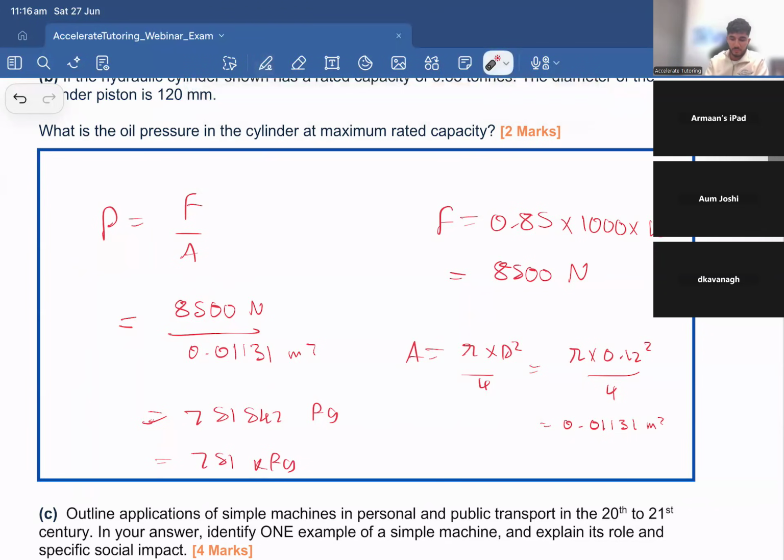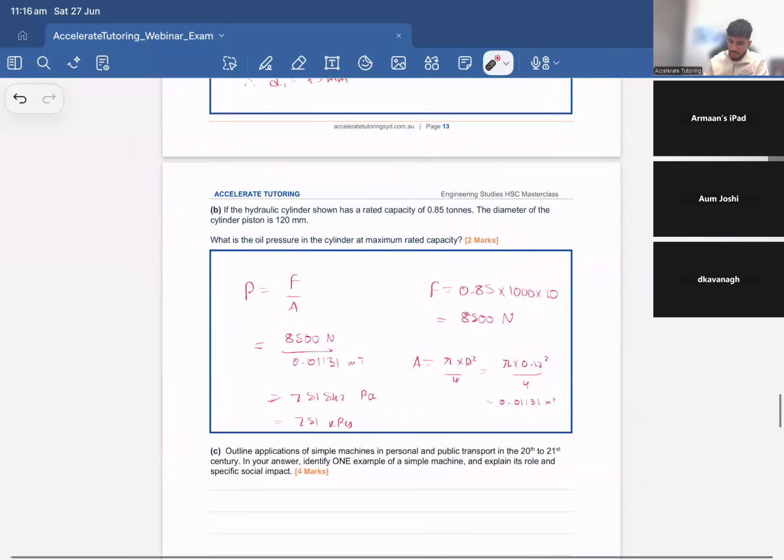But yeah, that's simply what we do. Simple formula, pressure is equal to force over area. Calculate your force first. Area, pi times d squared over 4 should not be too difficult. Plug both of them in. Make sure it's in the correct SI units. When you have newtons and meters squared, you'll get your answer in pascals. And then just divide it by a suitable 10 to the 6, 10 to the 3, kilopascals, gigapascals, whatever you want to put it in. And then there's your answer.